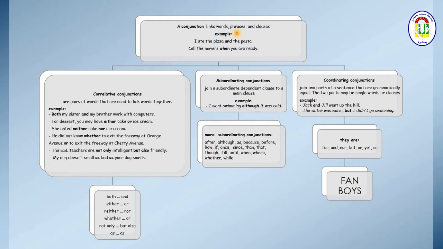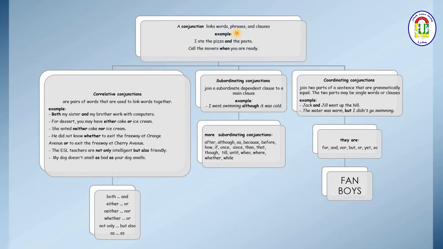So the conjunction simply is a part of speech in English that normally is used to connect two parts of speech that are alike. Also, it is used to connect between phrases, and it is used to connect between even the clauses. Okay, so now let's move to the rest of the slide.